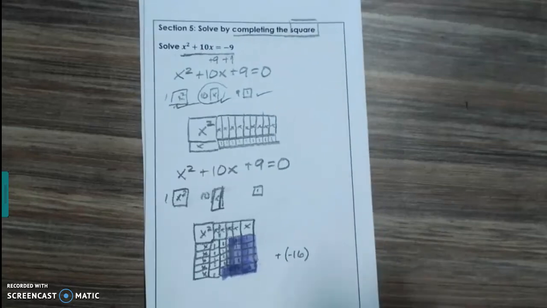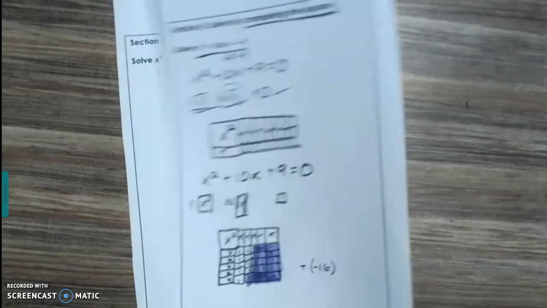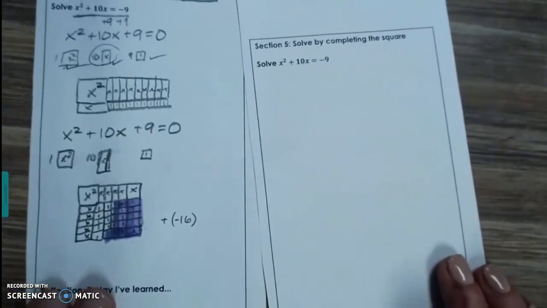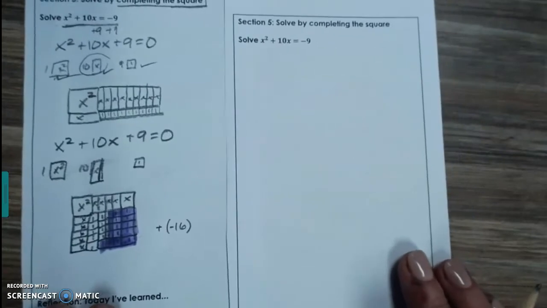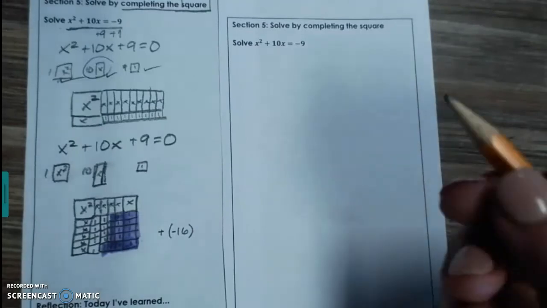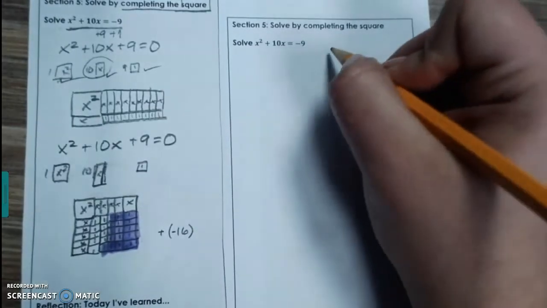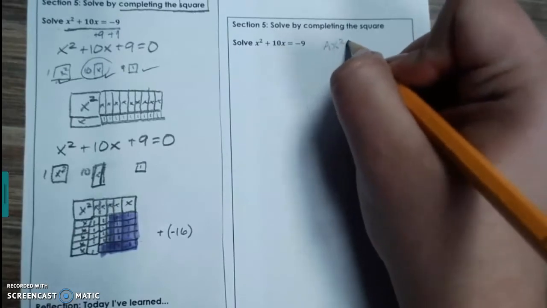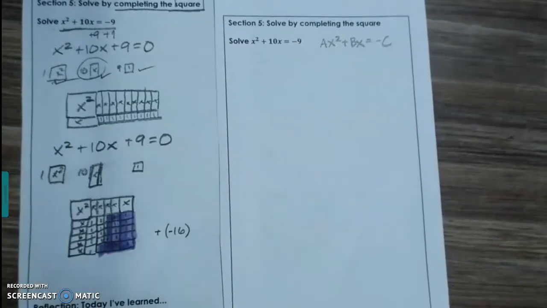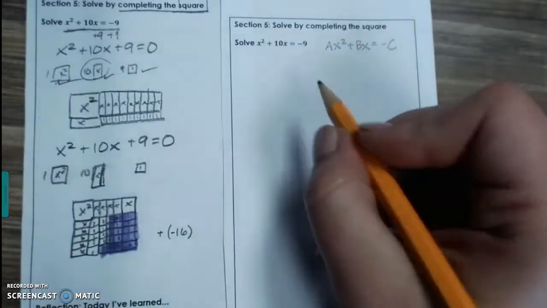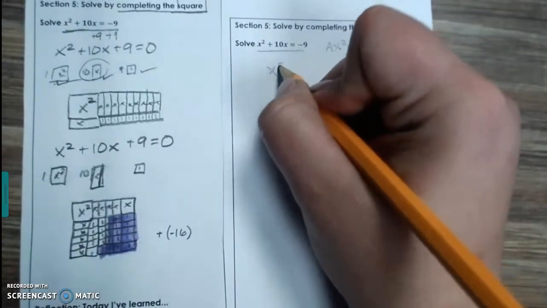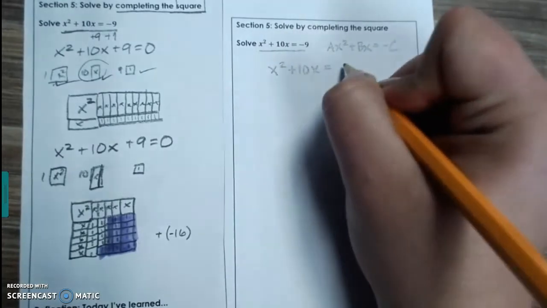Now I'm going to show you how to do that algebraically. I'm going to set this over here so it's still in the picture for you to see. So now I'm going to complete the square algebraically. In order to do that, I want my standard form to be ax squared plus bx equals -c, so I move the c to the other side of the equal sign. This happens to be written like that already, so I'm going to leave it. I start with x squared plus 10x equals -9.